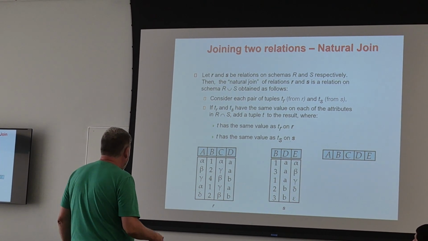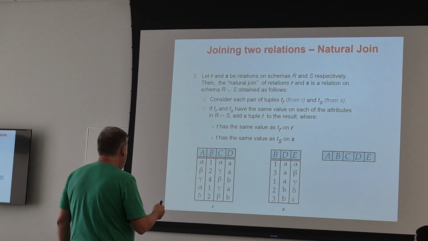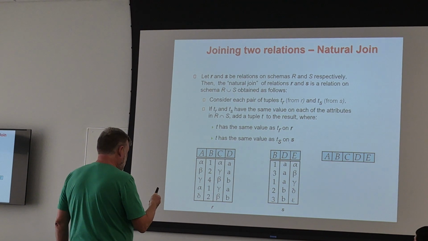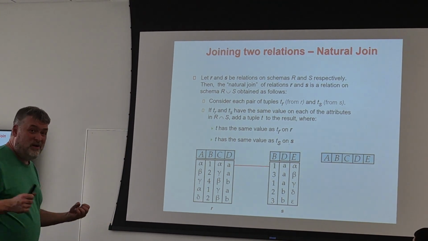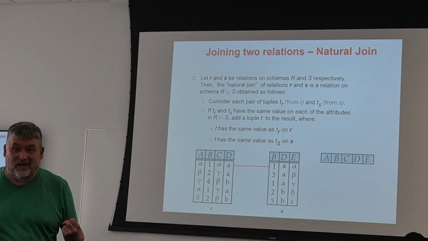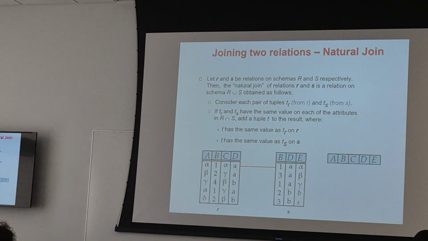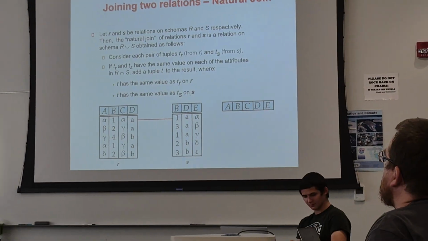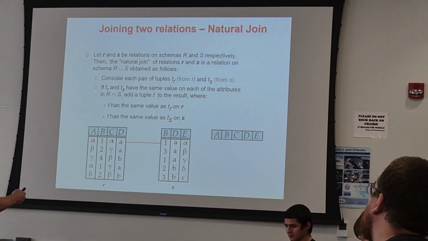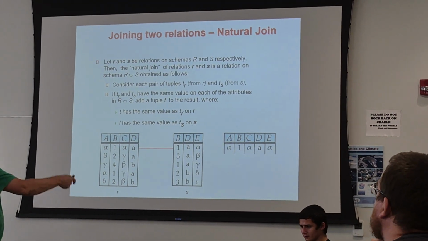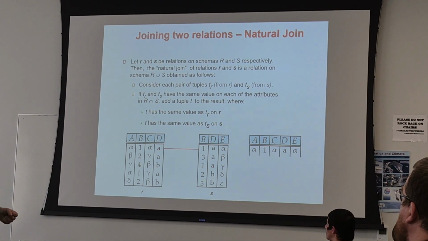Okay, here comes... there it is. Oh, did you see that? A red line just appeared from nowhere, Sam. Yeah. Nowhere. The technology. But you do see that for B and D, the values are the same for those two rows. And so that combined row is going to be added to that table.